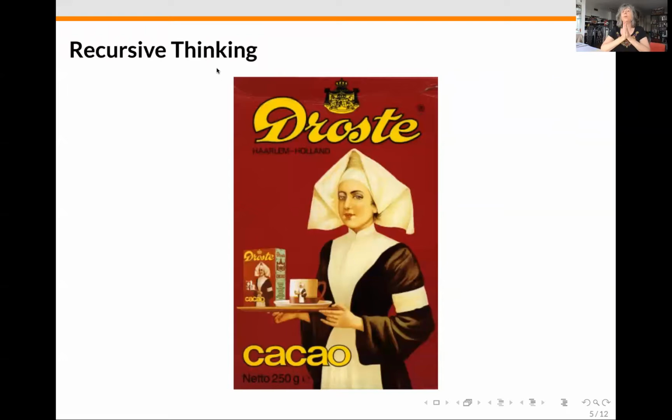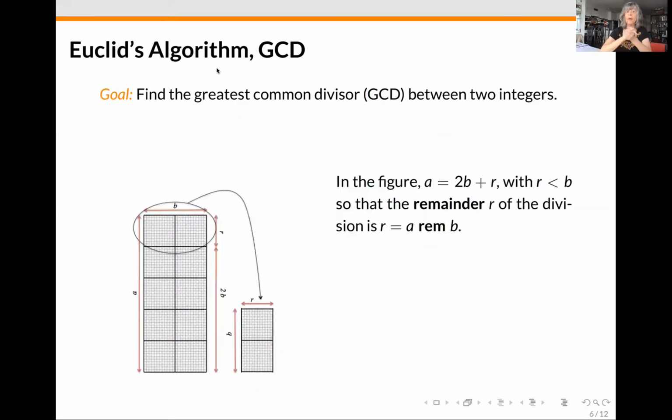Recursive thought is not a modern thing. One of the first mathematical applications of recursive thinking is what we now know as Euclid's algorithm to find the greatest common divisor between two integers. The way that Euclid was thinking, and we know that because we've seen his writings: the greatest common divisor is, of course, the greatest integer that divides both of the arguments.